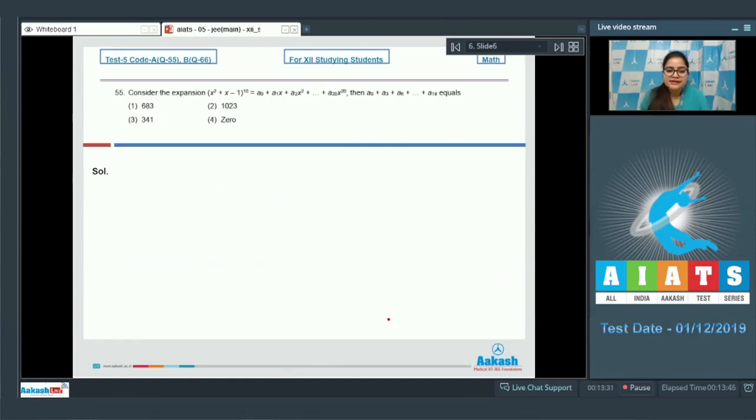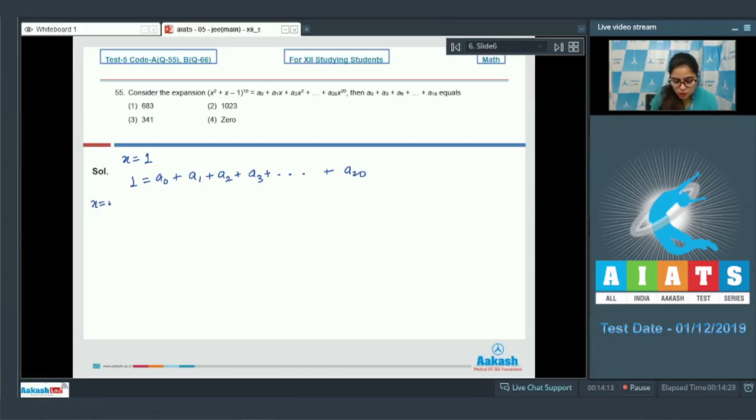Question number 55. Consider the expansion (x square plus x minus 1) to the whole power 10 is equal to a0 plus a1x plus a2x square plus dot dot dot plus a20x to the power 20. Then you have to find out the value of a0 plus a3 plus dot dot dot plus a18. So first of all, just substitute x equal to 1. So you will get (1 plus 1 minus 1) to the whole power 10, so 1 is equal to a0 plus a1 plus a2 plus a3 plus dot dot dot up to a20.